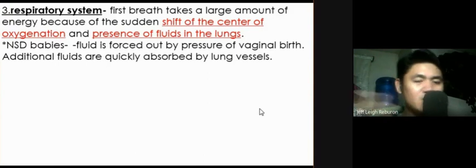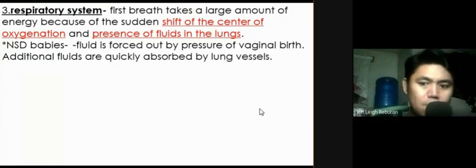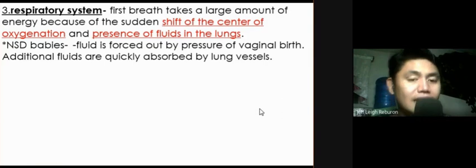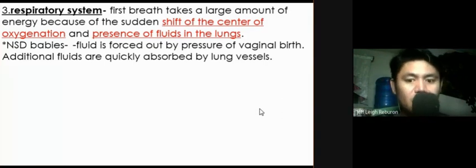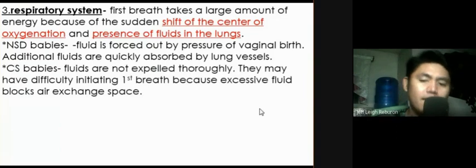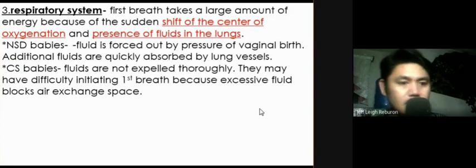Okay? And some of the additional fluids ng mabati will only be absorbed by the lung vessels. So nga, kaya nasawen detoy, when the newborn is delivered via NSD, nadardaras na ti aganges or aginishate the first breathing. Let's compare it to children who are delivered via cesarean section.